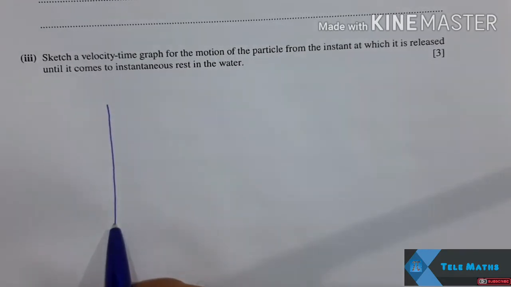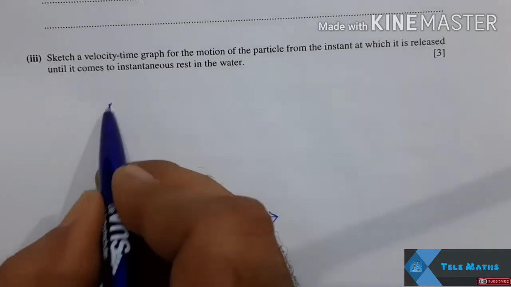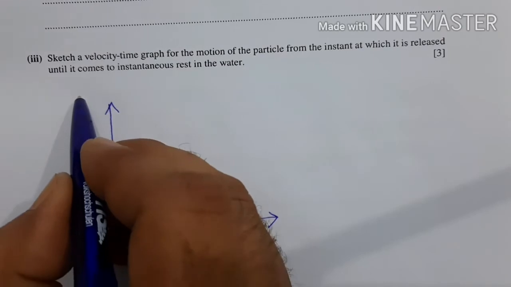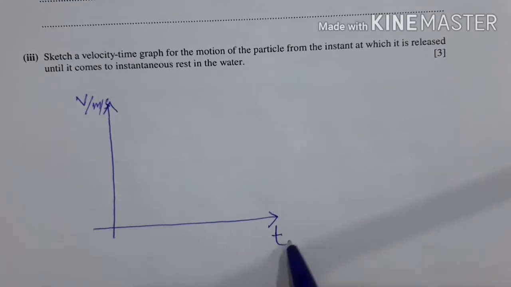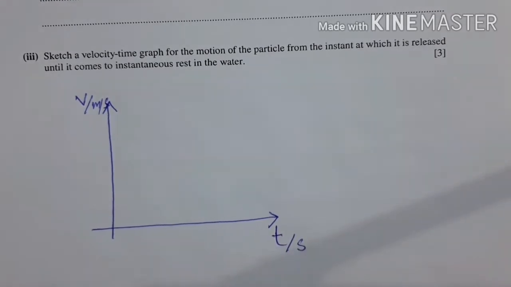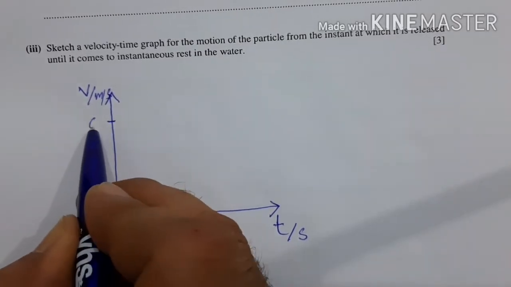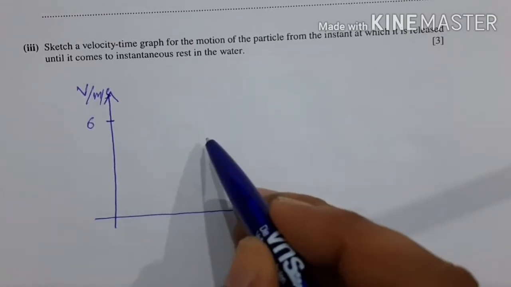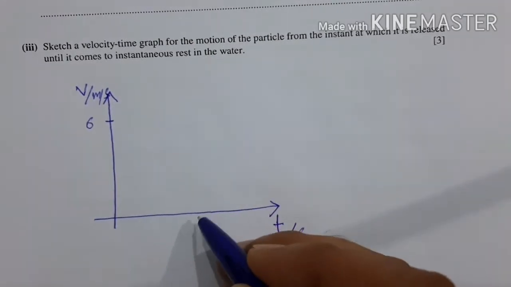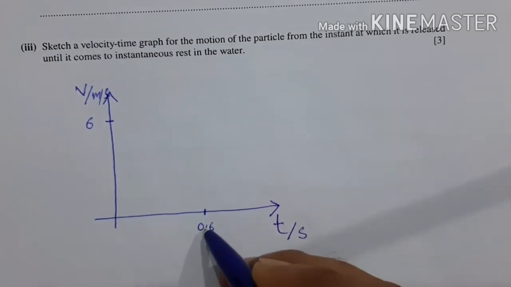So this is the velocity time graph. The velocity is always along the y-axis and time is always along the x-axis. This is 6, because the particle got velocity 6 at the end of its first journey, and if you find out, the time at that moment was 0.6 second.